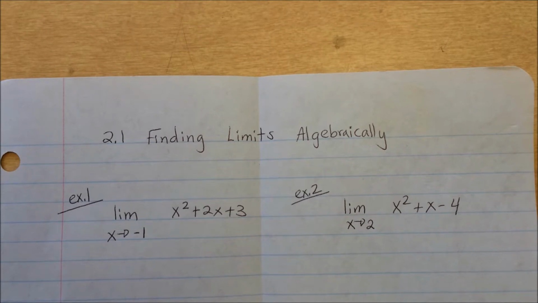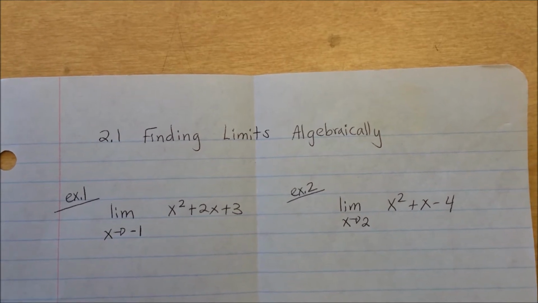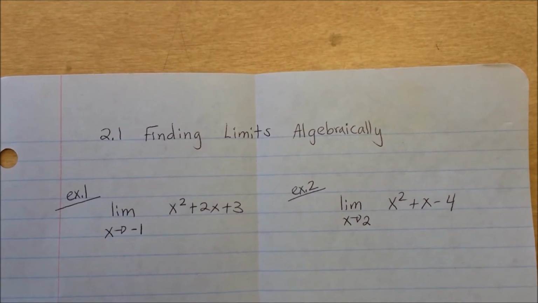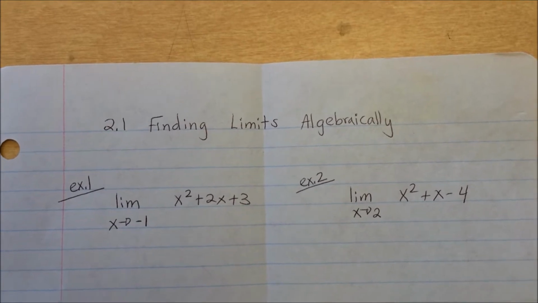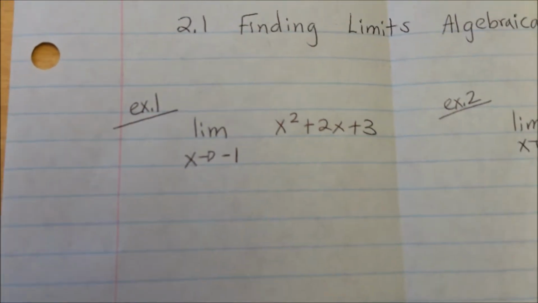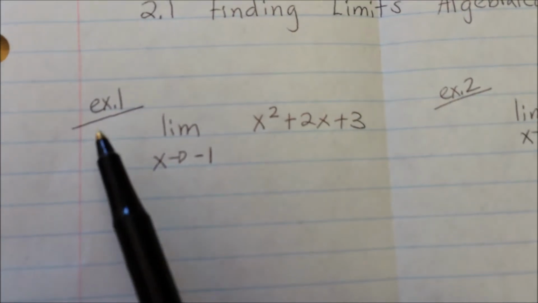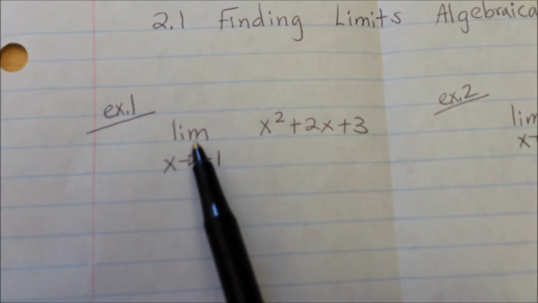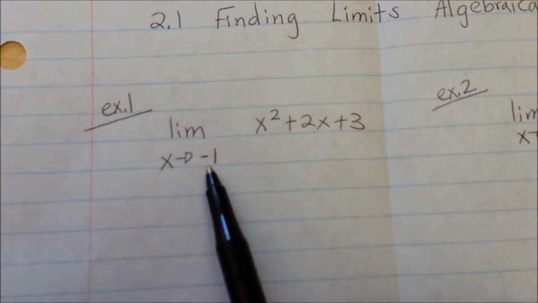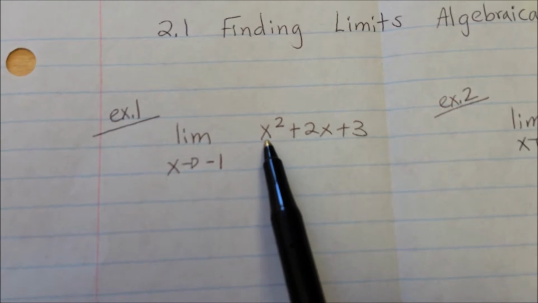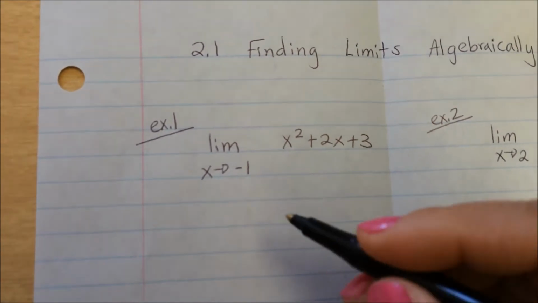Section 2.1, finding limits algebraically. The other form that we did was graphically, and this time we're going to do it algebraically. So algebraically is pretty much what it sounds like. You're going to go ahead and do the algebra. So for example 1, when we have the limit as x approaches -1, we're going to substitute that into this equation just like algebra.